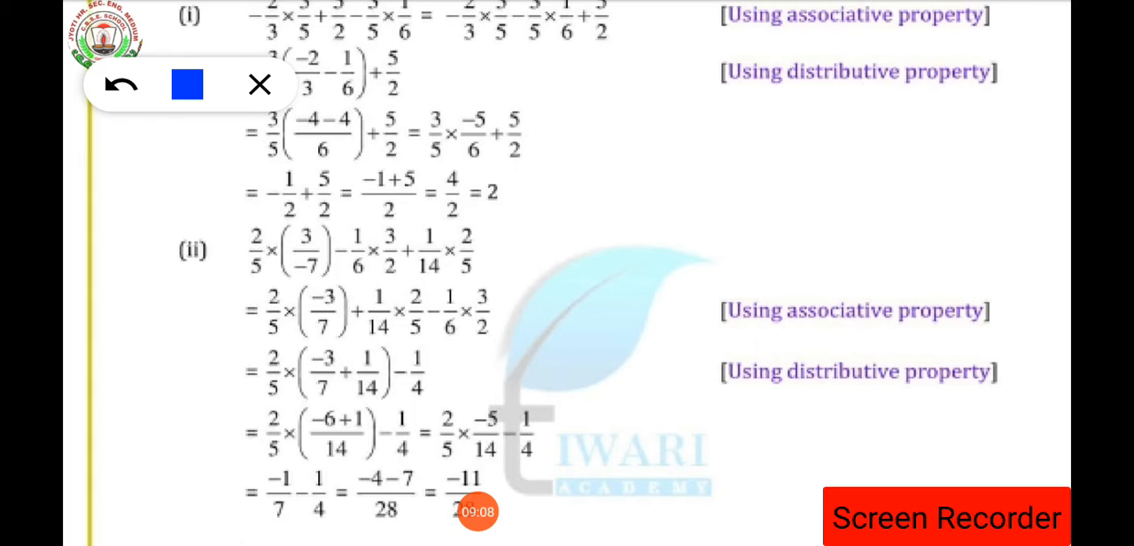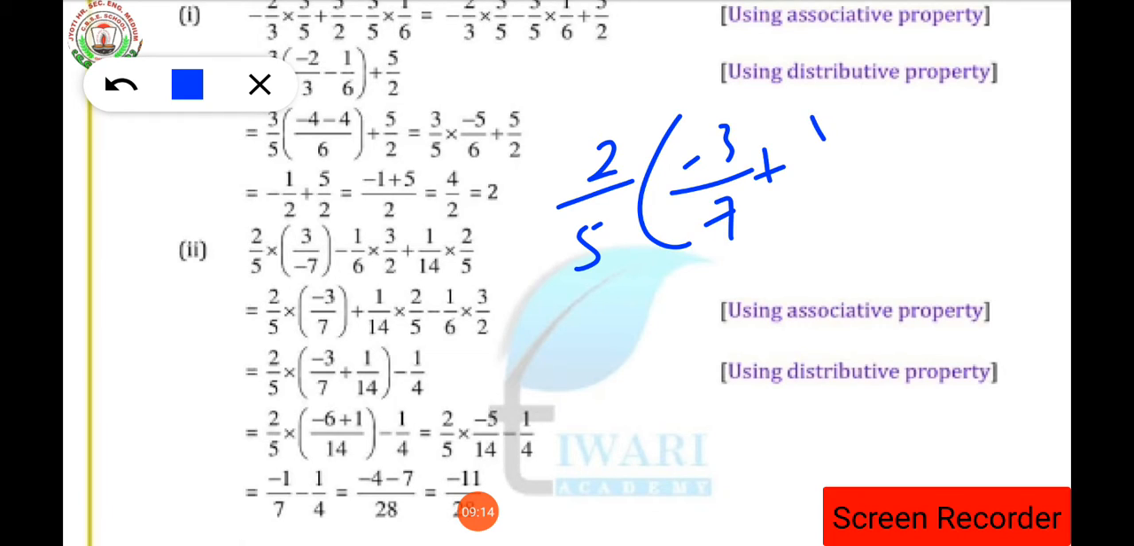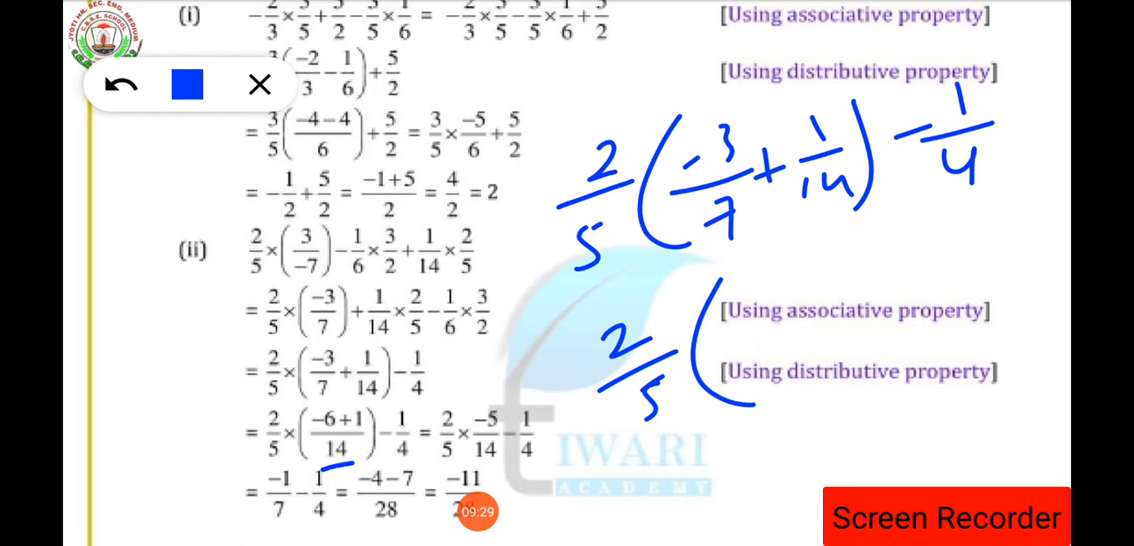What is the number we are having now? We are having 2 by 5 into minus 3 by 7 plus 1 by 14 minus 1 by 4. This is the number. Now we can take the LCM. While taking the LCM of 7 and 14, we will get 14 as the LCM. Everyone knows how to solve the LCM, isn't it? So what is actually left is minus 5 by 14 minus 1 by 4. This step will be left.